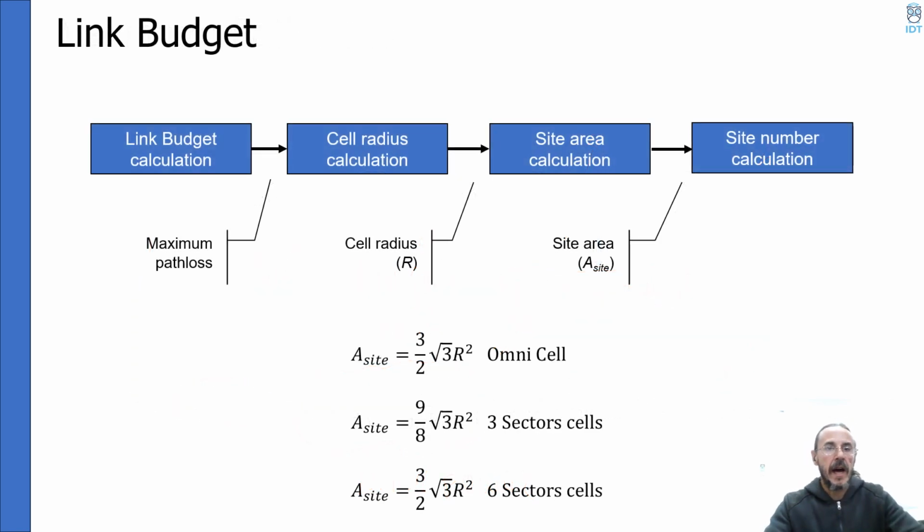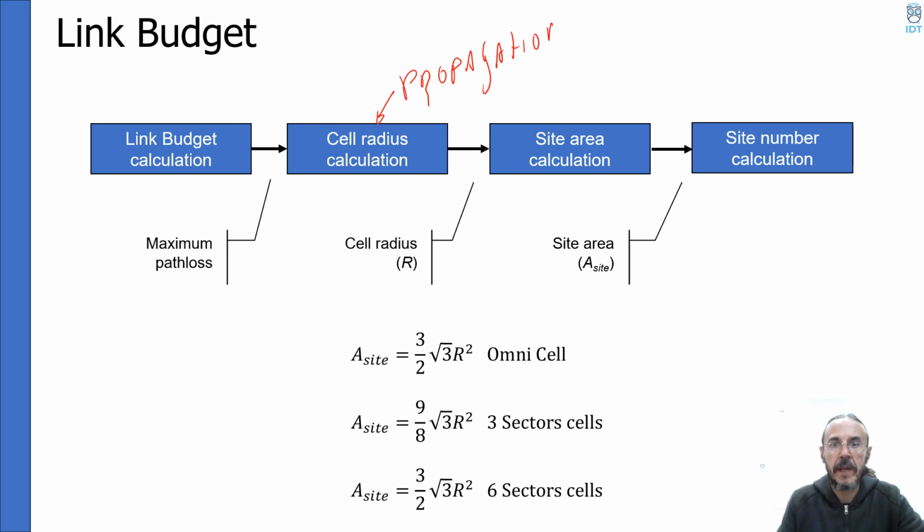After this, I'm going to the link budget. So we already have our maximum path loss. With this, we calculate the cell radius using a propagation model. With this propagation model, we can turn the maximum path loss into a cell radius.